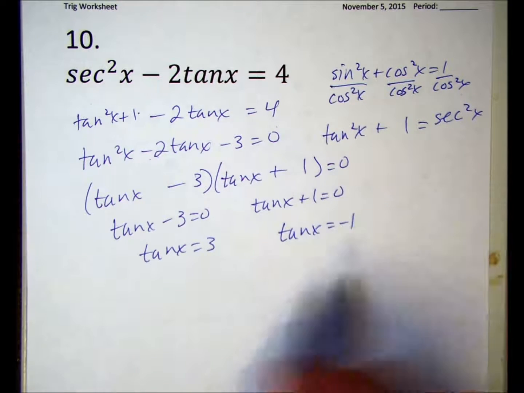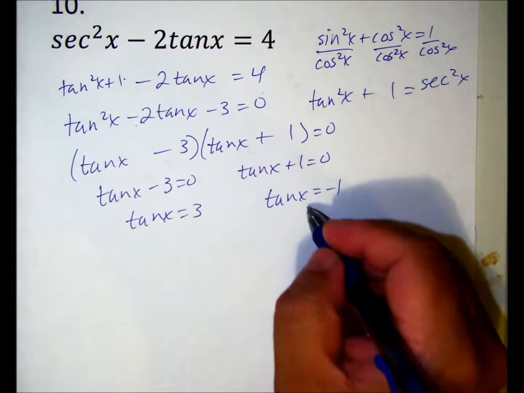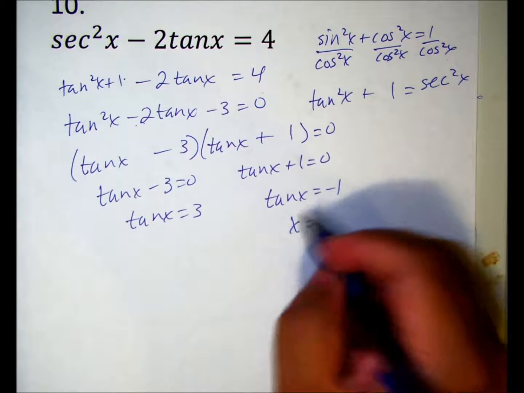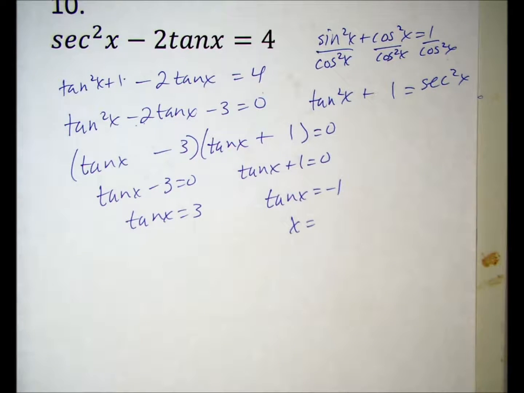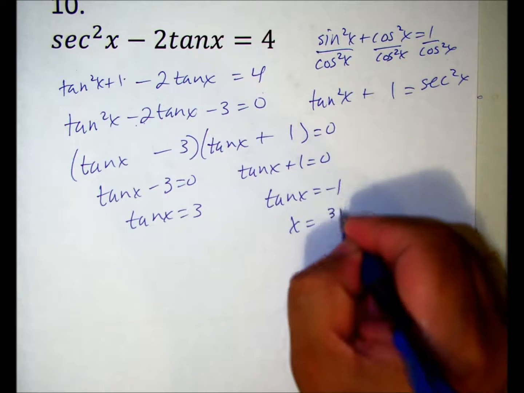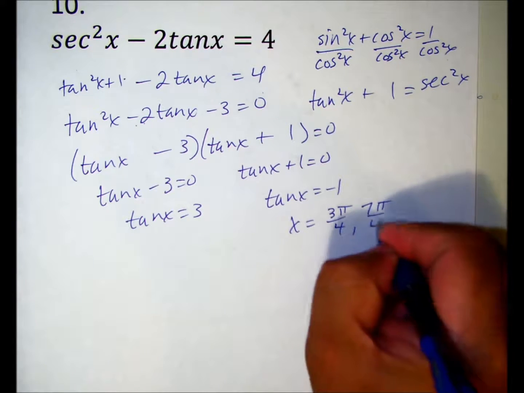Well, we can do tangent x equals negative 1 real quick. We did this already. Second and fourth quadrant, right? And there's nothing in front of x, so we're going to include both of them. The second quadrant was 3 pi over 4, and the fourth quadrant was 7 pi over 4.